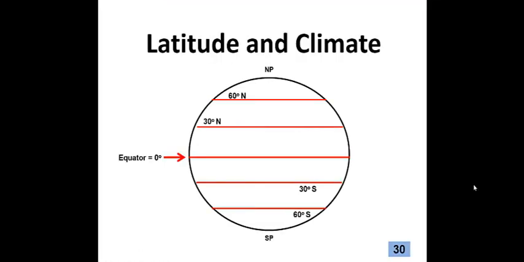Latitude and climate. So first, before we get going, we should probably define climate for ourselves. Climate is simply the average weather conditions or weather patterns for a specific region or area over a long period of time. So whether an area experiences mostly dry seasons or wet seasons or hot seasons or cold seasons or a mixture of all of that, we use that pattern to determine what the climate is.